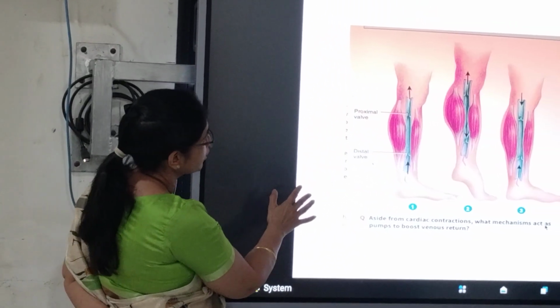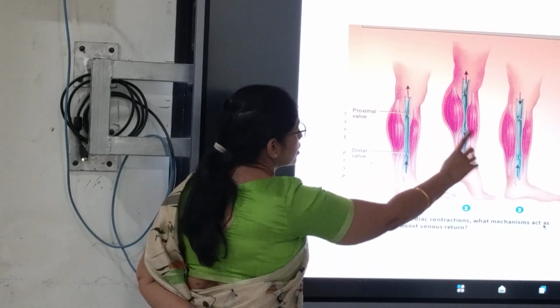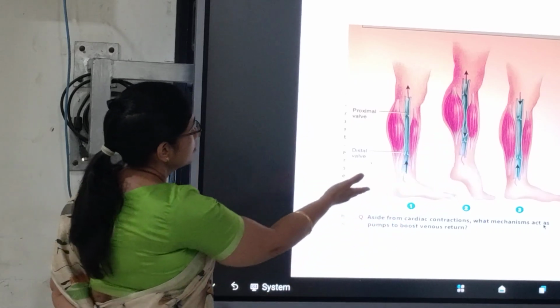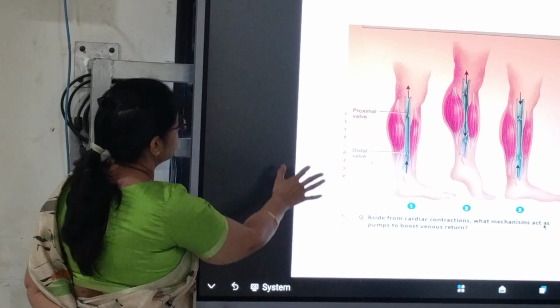So this is the diagram, showing how the muscle gets relaxed and how the muscle gets contracted. So there is a movement of blood from the periphery towards the heart.